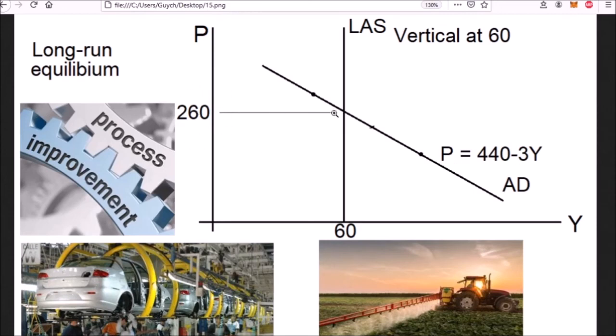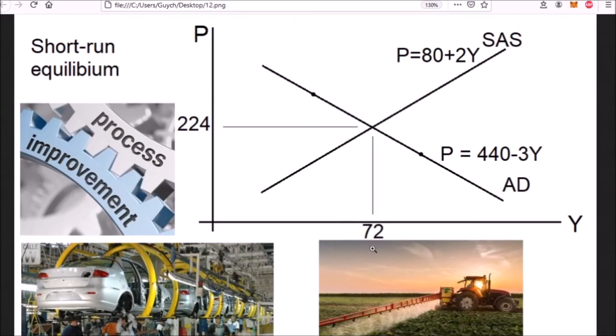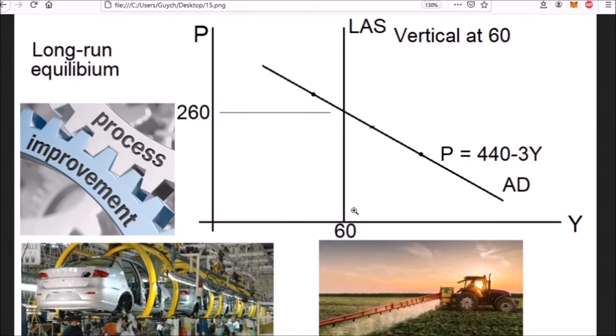you'll find that the price level is 260. If you compare this value for real GDP of 60, this is the actual potential GDP, because this is the number that corresponds to this vertical long-run aggregate supply curve. If you compare this number with the previous short-run macroeconomic equilibrium, where GDP was 72, you'll notice that temporarily the economy is actually producing more than its potential GDP.